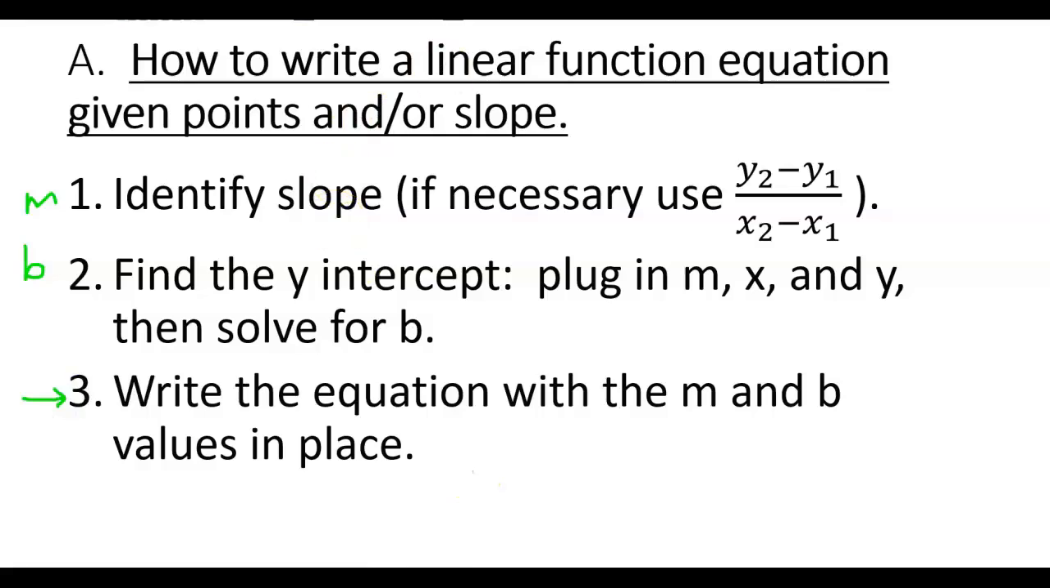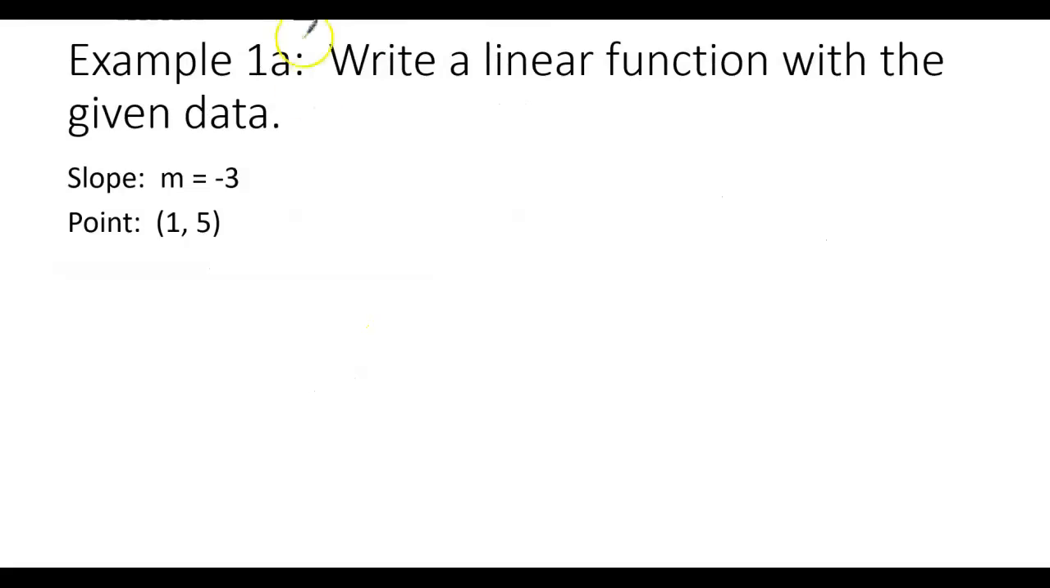Okay, so let's go ahead and jump in here. Example 1a. In this problem, I'm telling you the slope, and I give you this point, 1, 5. So that's an x value and a y value. Now, as I told you guys, you need to start by identifying your slope. So step 1, let's identify our slope. Well, luckily, this is an easy problem. They're just telling us the slope is -3. So I'm just going to write that down here. The slope is -3.